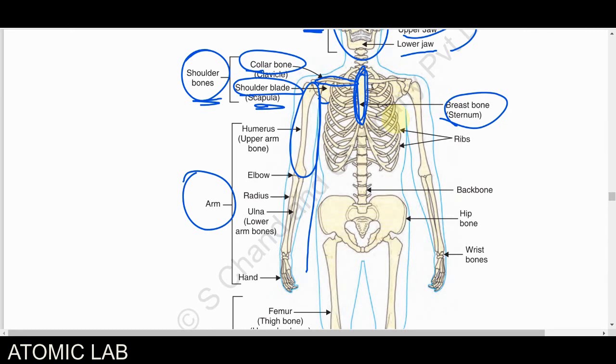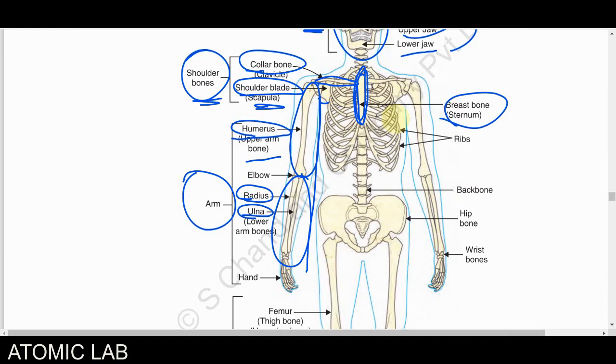And what is the name of the single bone? Yes, humerus. Humerus is the single bone present in our upper arm. And in the lower arm, you will see it is generally made of two small bones. One bone is known as the radius, the second bone is known as the ulna.